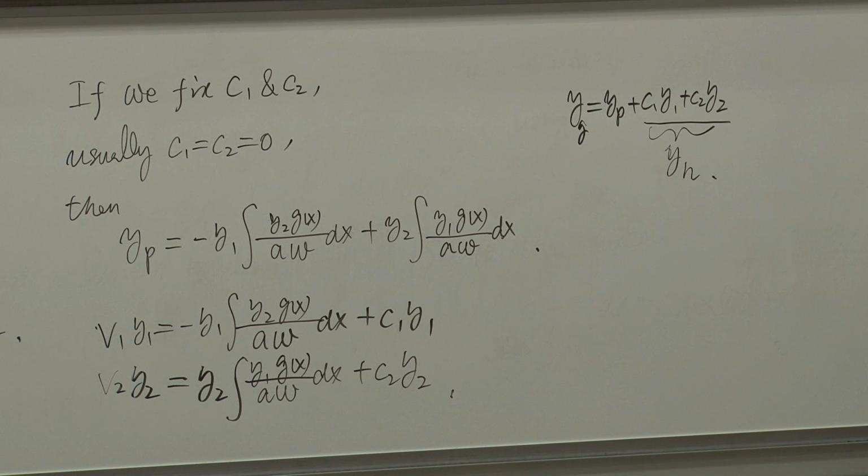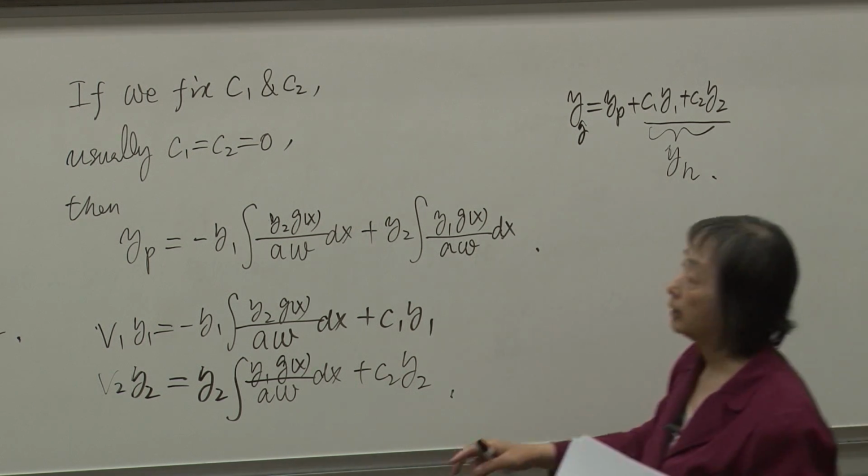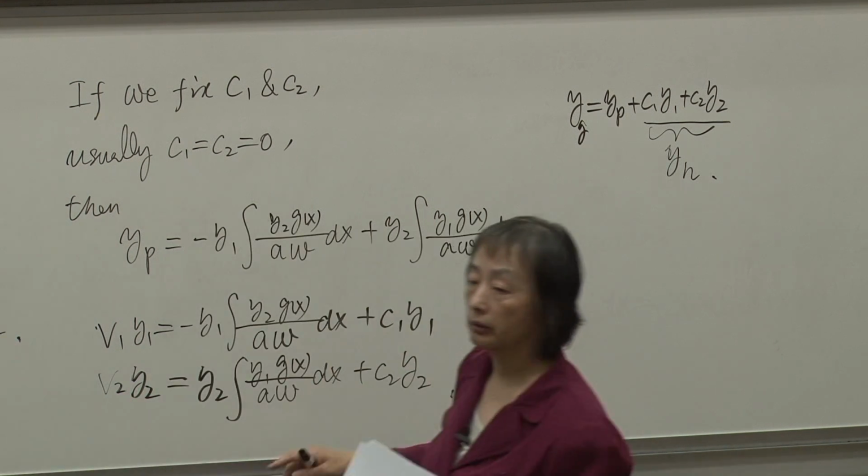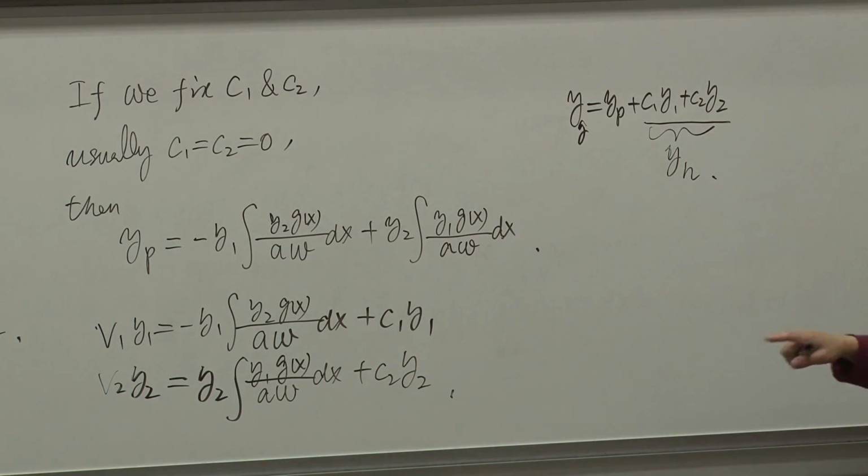Right, so when we fix C1, C2, we would get a particular solution. The motivation at the beginning for the particular solution would be v1 y1 plus v2 y2. But after we solve for v1, v2, we realize that we can also include all solutions if we keep C1, C2 as arbitrary.